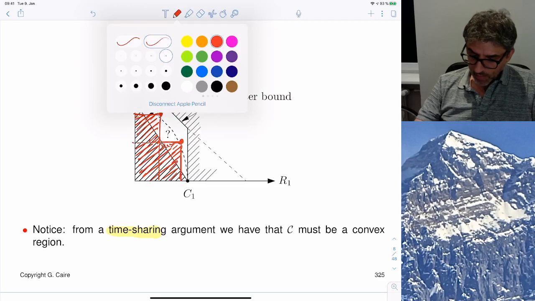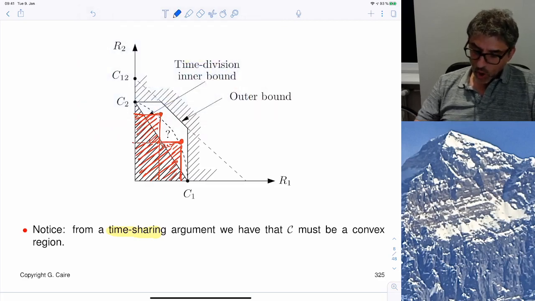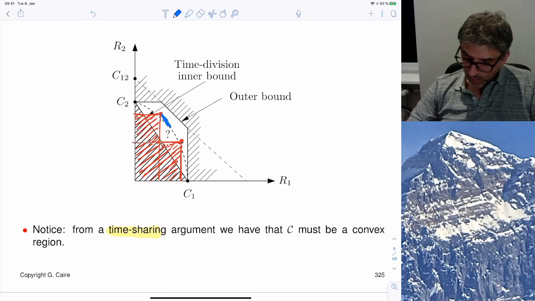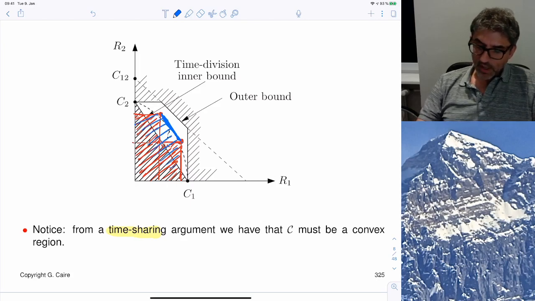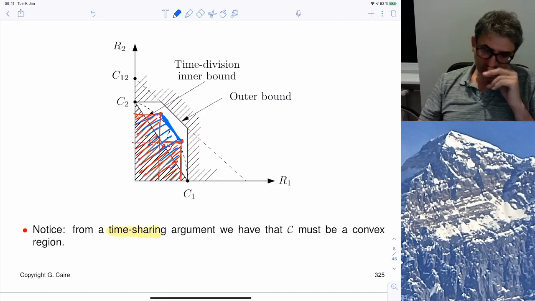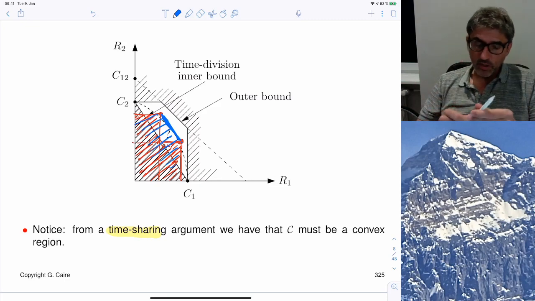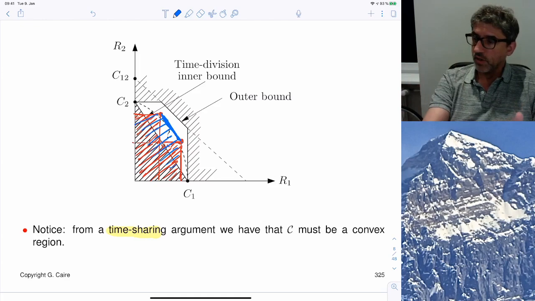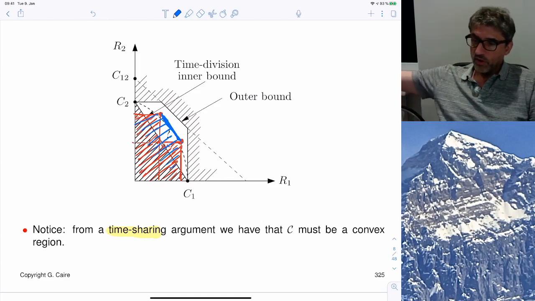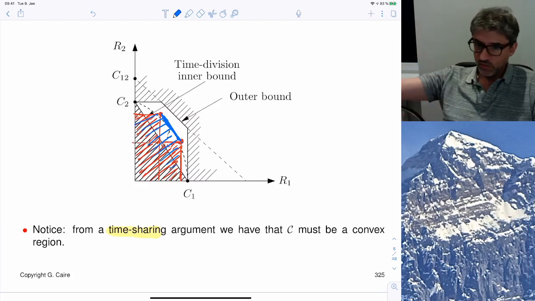But now I can do time sharing between the code that achieved this point and the code that achieved the other point, and then I immediately find that the convex combination between these two points is also achievable, and therefore all these points are achievable. Since I can repeat this reasoning over and over, the capacity region is always given by the convex hull of all the achievable points, which of course is convex. This is true whenever we can use time sharing. There are some problems in which time sharing is forbidden by assumption of the problem, but in general, if you have two strategies, you can always decide to use one strategy for a certain fraction lambda of the time and another strategy for a fraction 1 minus lambda, and then you can vary lambda and achieve all the points in the convex combination.